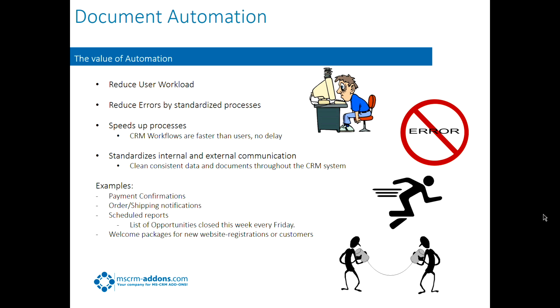Some examples where automation will come in and help you out: you could send payment confirmations, which is one of the things we're going to touch on today and show you how to do. It's a quick and easy way to free up some of your users' time. You can do order and shipping notifications, which can be done automatically on the fly as you go through the system.